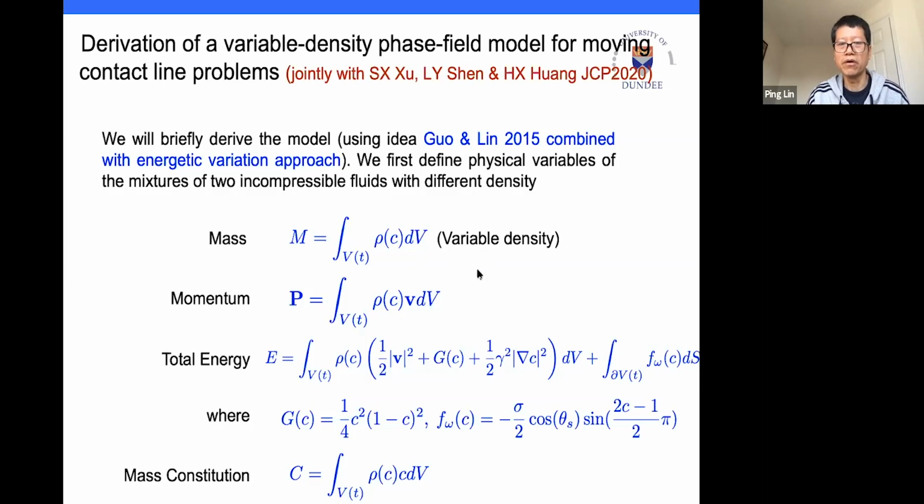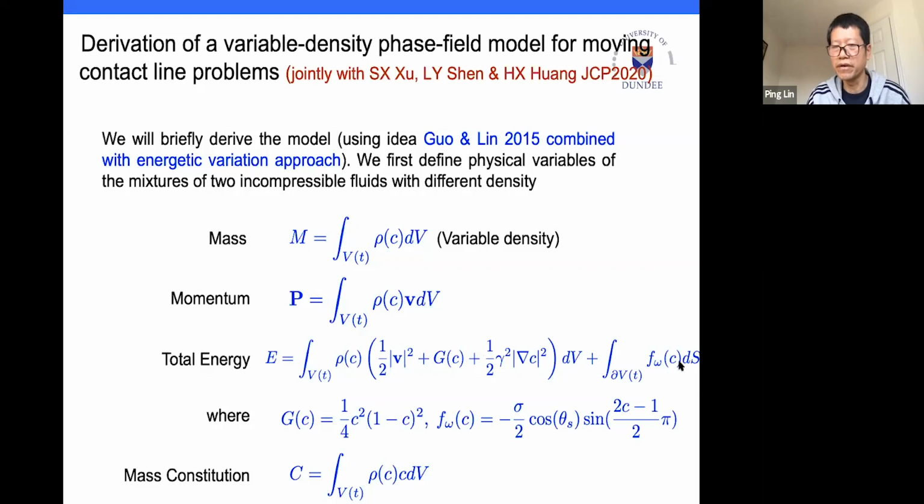So now if you use a similar idea, you can define the same quantities here as we did before, but now we don't have temperature. But our energy, which before we didn't write down, is this double well free energy, written here. It is called the Ginzburg-Landau or Cahn-Hilliard free energy, which is standard in the phase field model.